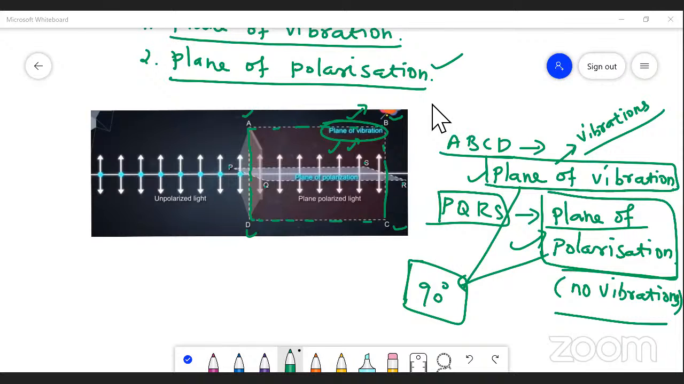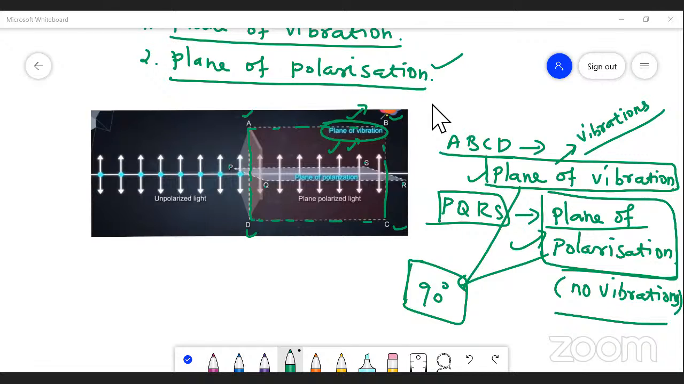So what is the difference between plane of vibration and the plane of polarization? In the plane of vibration, vibration exists; in the plane of polarization, it does not. Vibrations means what? Electric field vibrations of light. Okay, a light wave consists of electric field vibrations and also magnetic field vibrations, you know. Yes, sir. Okay, so for our convenience, the magnetic field vibrations are just neglected. So we only consider the electric field vibrations.